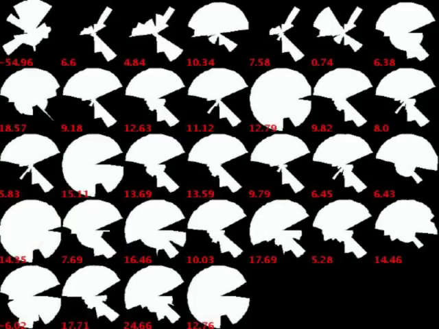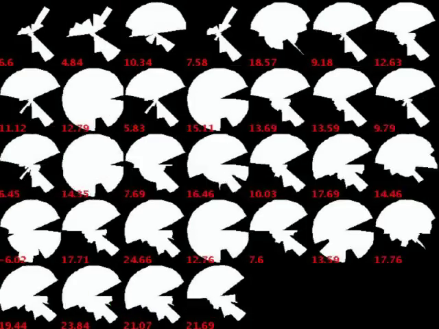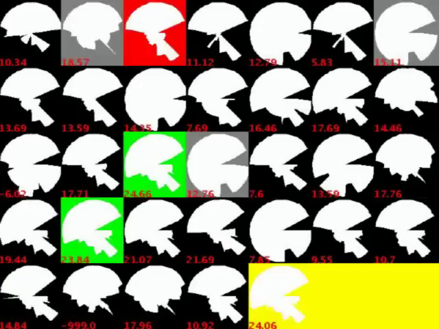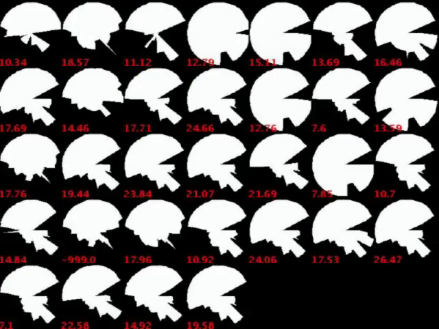In only this many mates, we've gone from a population that could barely make any power to a population where many of them are making power in the 20s. This is a significant improvement.